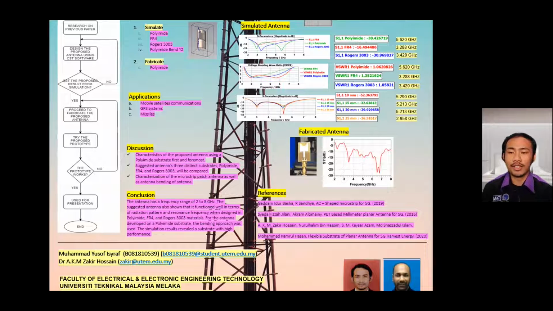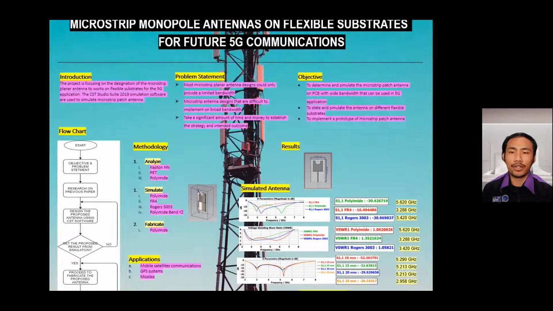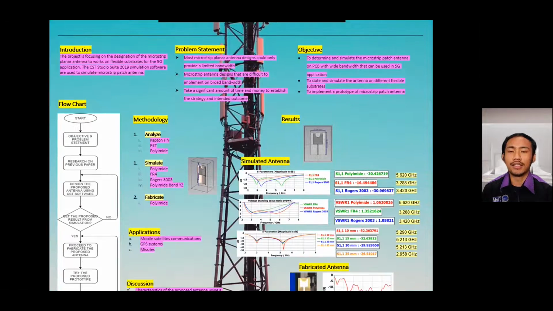To conclude, the antenna has a frequency range of 2 to 8 GHz. The suggested antenna also showed that it functions well in terms of radiation pattern and resonant frequency when designed in polyimide, FR4 and Rogers 3003 materials. For the antenna developed on a polyimide substrate, the bending approach was used. The simulation result revealed a substrate with high performance. I think that's all for the poster presentation.